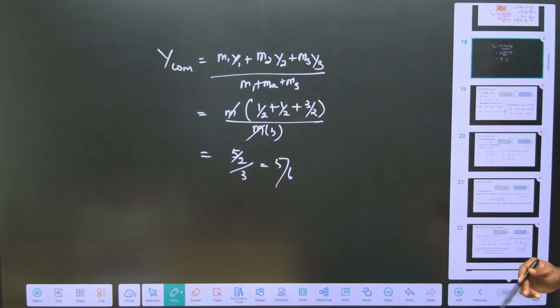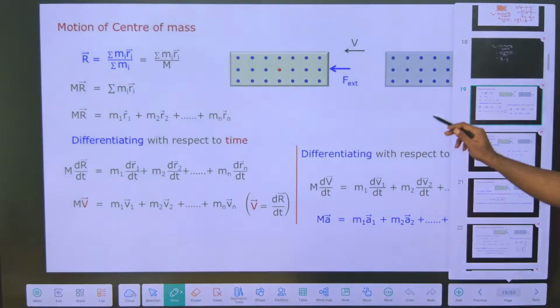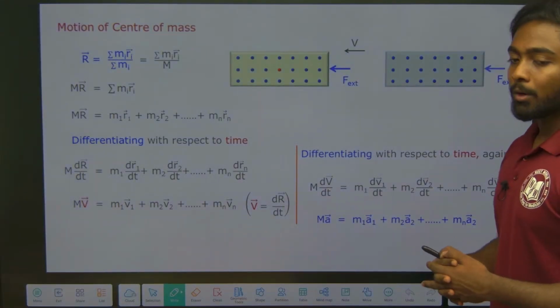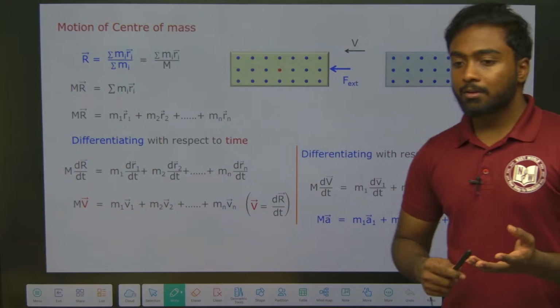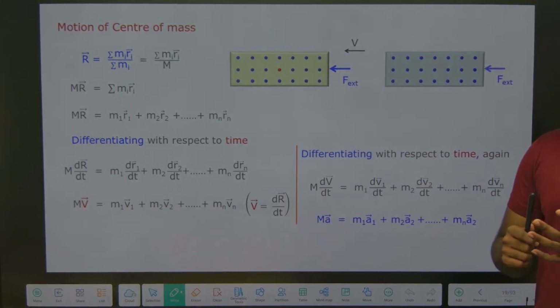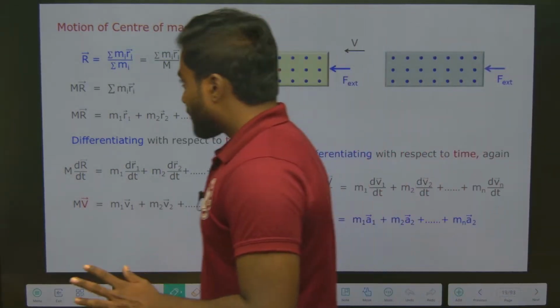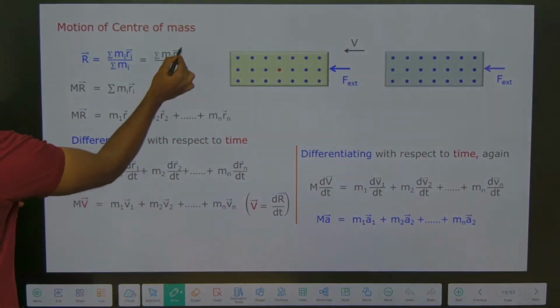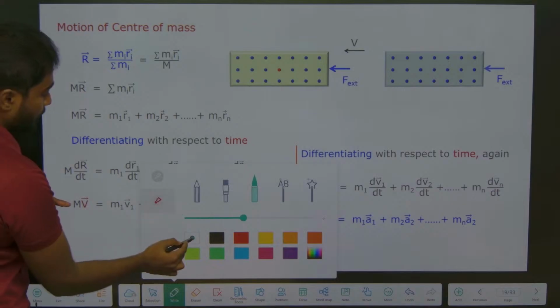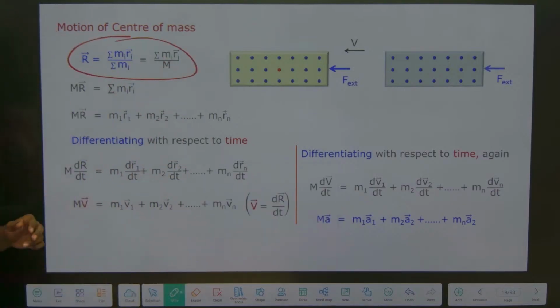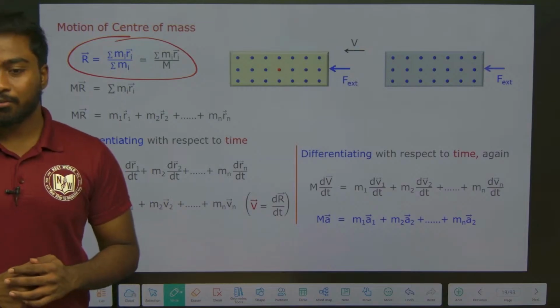Completed? Can we go for the next one? Yes. So motion of a center of mass. Okay. So motion in the sense, what are the things we can tell? Velocity, acceleration. Right now? So first thing we'll talk about the position. Yesterday we talked about the position of the center of mass, no?